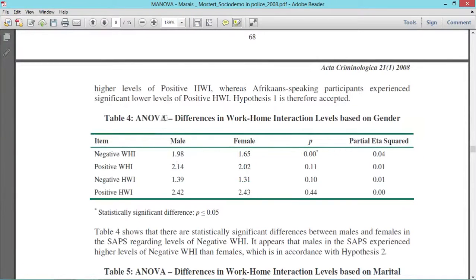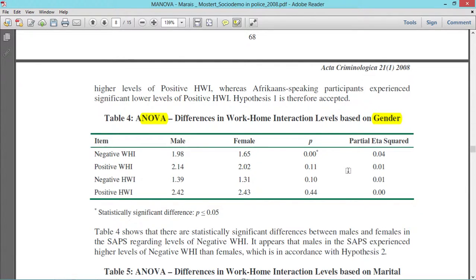Okay, ANOVA for differences in work-home interaction levels based on gender. What is the first step when we look at an ANOVA table? It's basically the first step that a person conducts when they look at any statistical table. Well, in most cases, we look at the p-value. Okay, we want to look for a significant p-value.